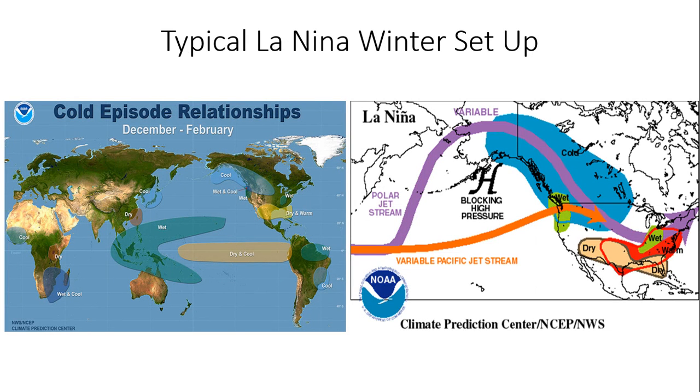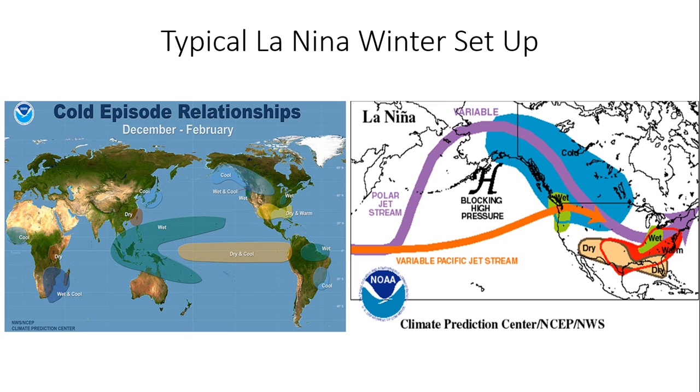All right. Now, what does a typical La Nina do for the typical winter setup is what I'm getting at here. The graphic on the left shows the La Nina December to February time period, and shows areas across the globe that are either drier or cooler than normal, drier or warmer than normal, perhaps wetter or cooler than normal. That graphic there on the left shows that.